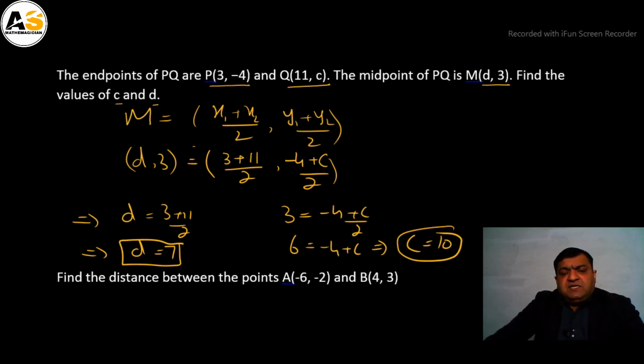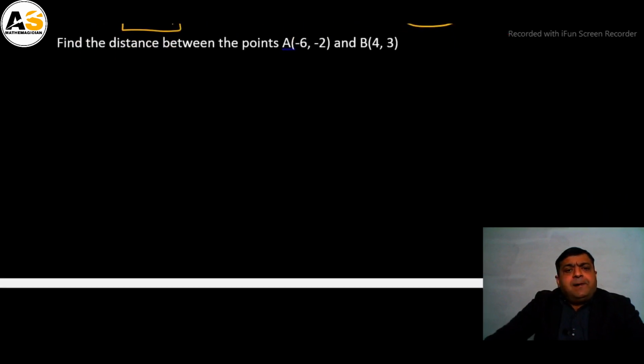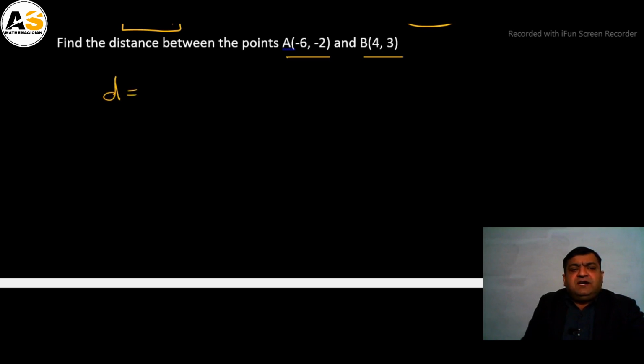So these were a few examples in which we learned to apply the formula for finding the midpoint of the coordinates of two given points. Next, we will have a few examples in which we will utilize the formula for finding the distance between two given points. See this question. We are given two points A and B and we need to find the distance between these two points. What is the formula for finding distance?